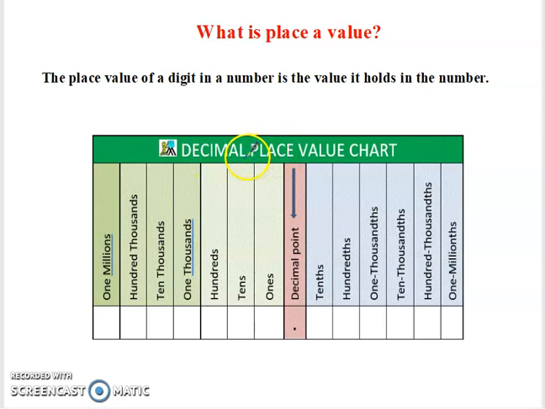Alright, so let's move over into some other things now. Knowing that we explored what a decimal number is, let's look at what is a place value. So the place value of a digit in a number is the value it holds in the number. And remember that a digit is basically a symbol that represents a number, right? A number is a concept, but the digit is a symbol that represents a number. So for example, the number 2 is a digit, which is a symbol that represents the number 2.